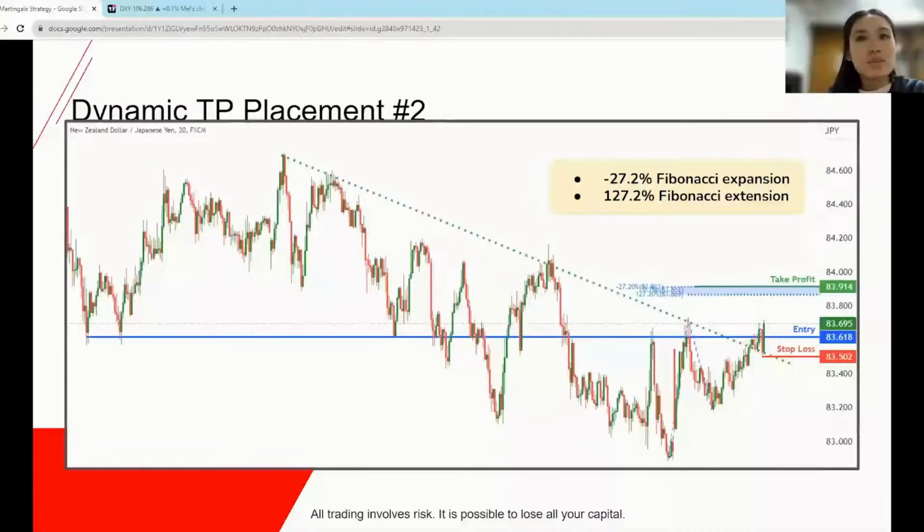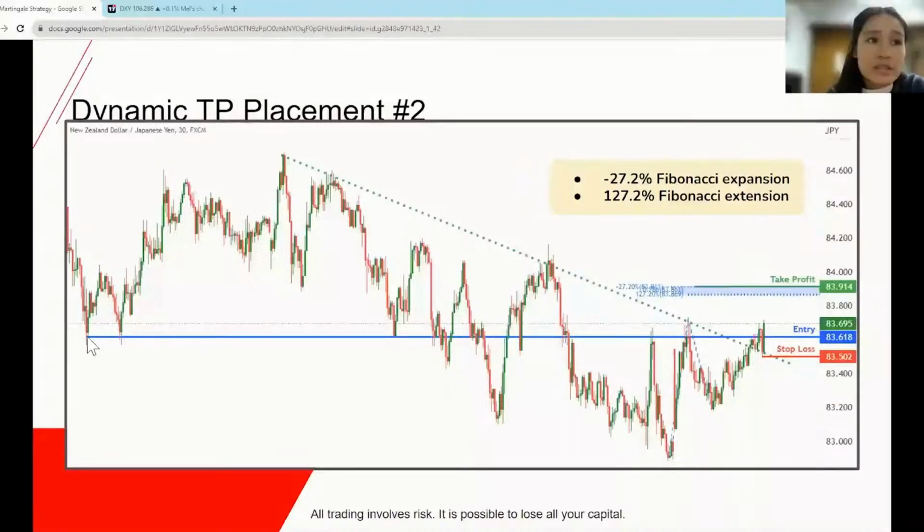Here's another example with a couple more Fibonacci levels. Our second example looks at the Kiwi and Japanese yen. So price looks like it's dropping, right? We have this descending trend line, but price recently broke out of it. That's a sign of a reversal in trend.